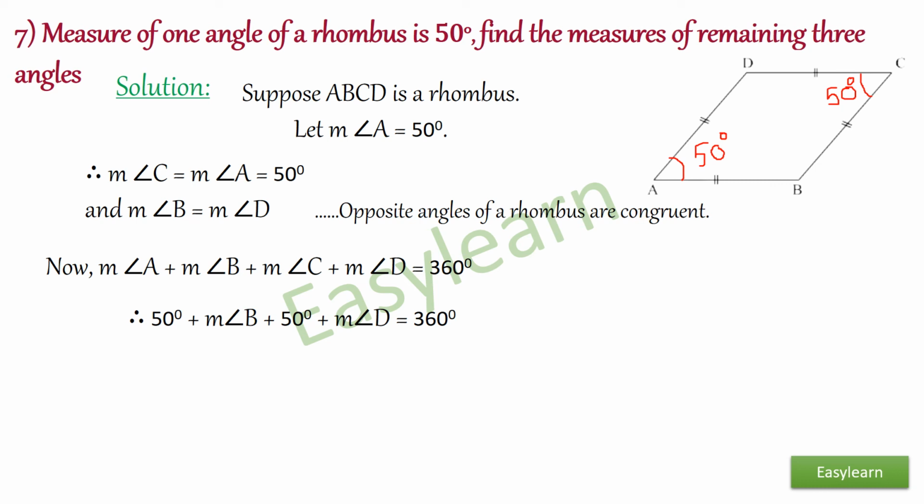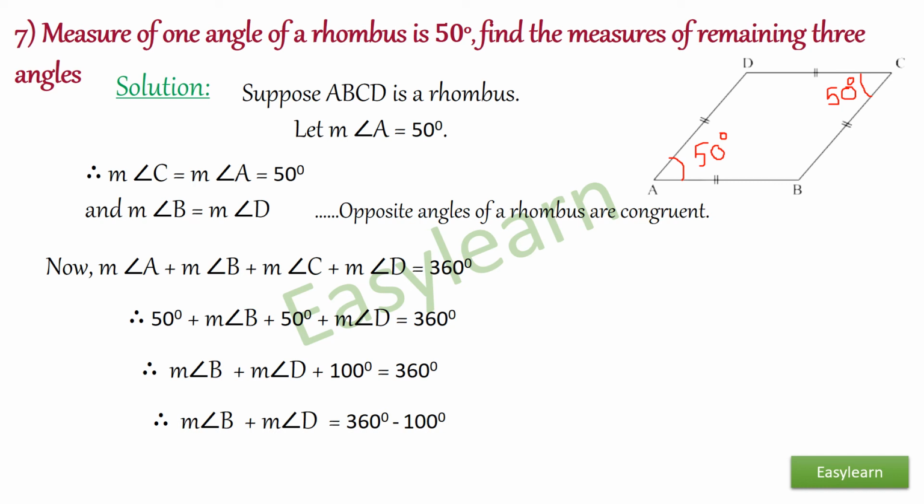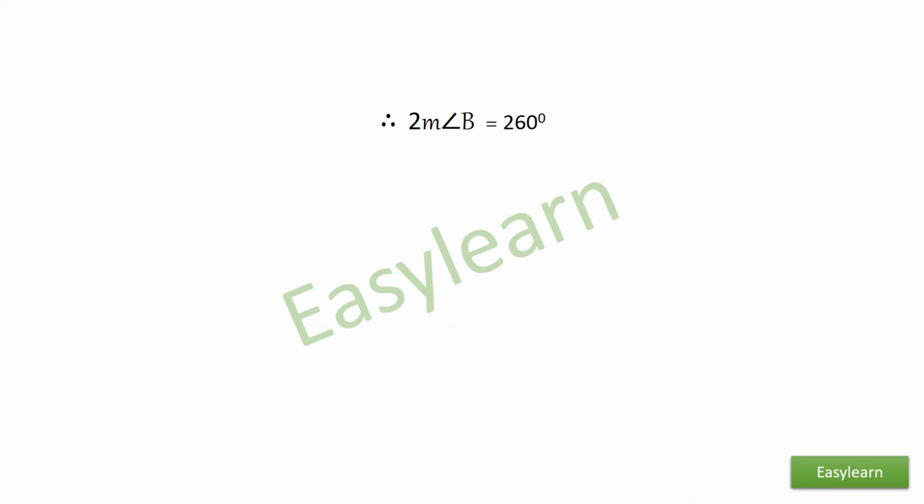Now A and C we have 50 and 50. So we get measure angle B plus measure angle D is equal to 360 minus 100. Now measure angle B and D both are equal. So I can write measure angle B plus measure angle B is equal to 360 minus 100. This 2 measure angle B is equal to 260. So measure angle B is equal to 260 degree upon 2. That is 2 ones are 2, 2 threes are 6, and 2 zeros are 0. So you get measure angle B is equal to 130 degree.